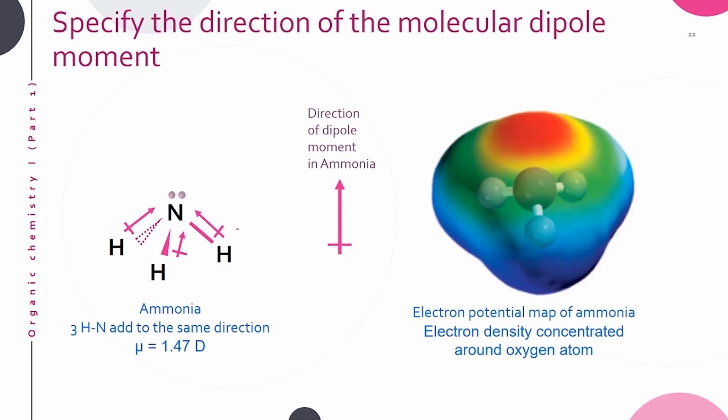Let's look at another example, ammonia molecule. The 3 hydrogen-nitrogen bonds act in the same direction towards the central, more electronegative nitrogen atom. The molecular dipole is equal to 1.47 debyes, which is slightly higher than the bond dipole of hydrogen-nitrogen.